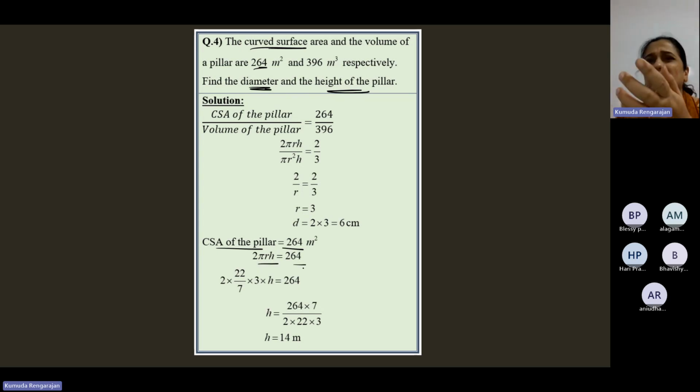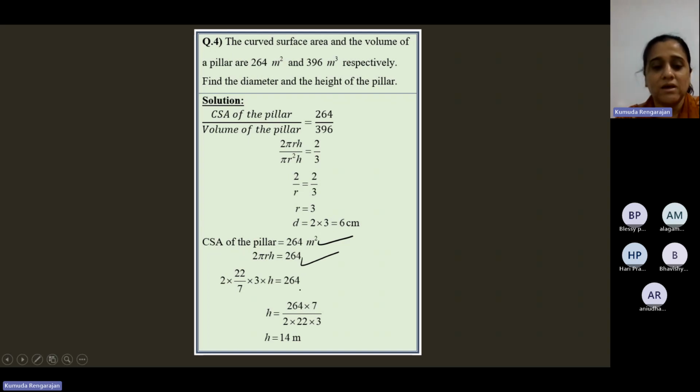We want an equation. How to find H? We want some equation where there is H, so that we can substitute the other values and solve and find H. You need some equation to solve. So we're just writing the information which is given. CSA is 264, which means 2 pi RH is equal to 264. Now 2 into 22 by 7 into R, which is 3, into H is equal to 264. See here. Now in this equation we have H. So we can solve this and find the value of H.